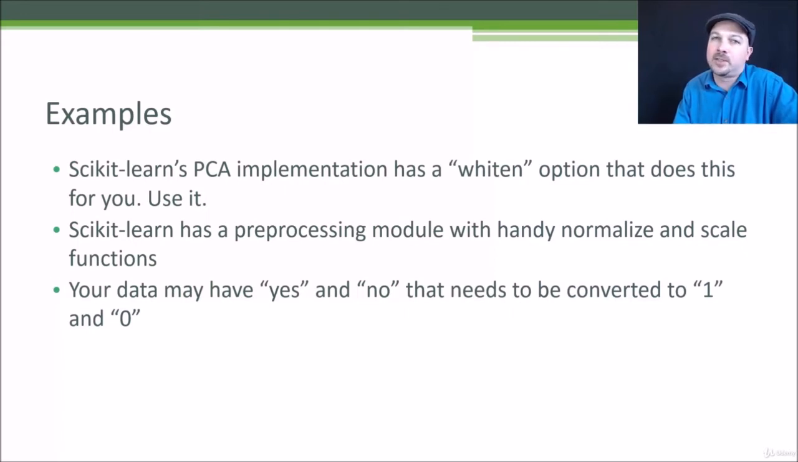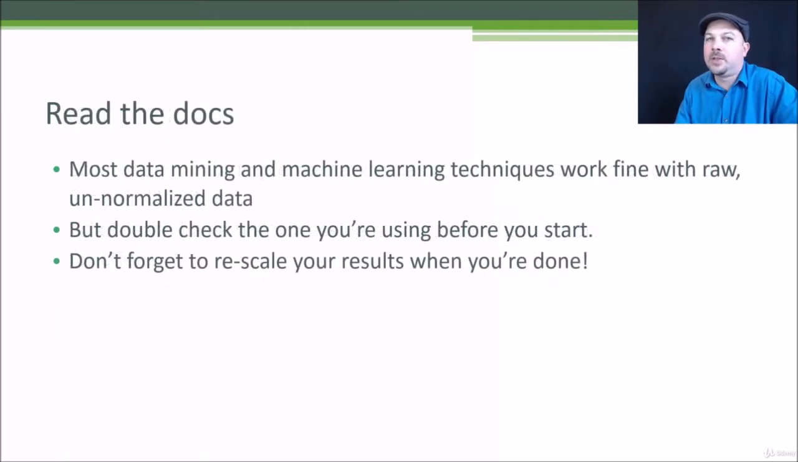And it also has some pre-processing modules available that will normalize and scale things for you automatically as well. Be aware too of textual data that should actually be represented numerically or ordinally. So if you have yes or no data, you might need to convert that to 1 or 0 and do that in a consistent manner. So again, just read the documentation. Most techniques do work fine with raw unnormalized data, but before you start using a new technique for the first time, just read the documentation and understand whether or not the inputs should be scaled or normalized or whitened first. And if so, scikit-learn will probably make it very easy for you to do so. You just have to remember to do it.